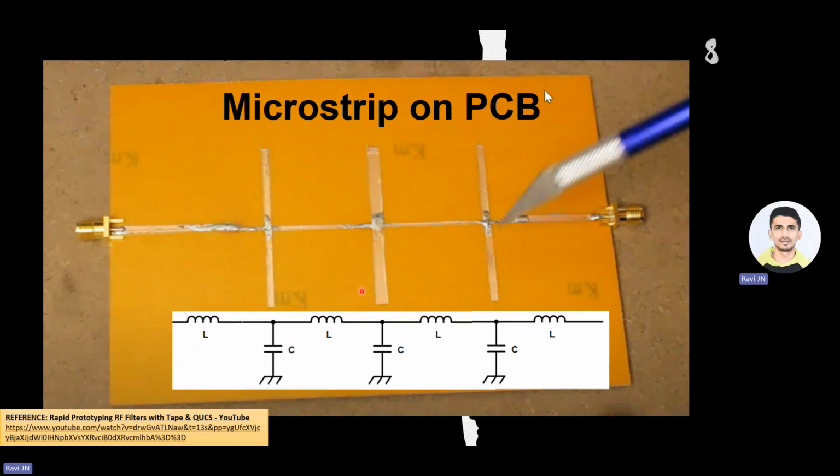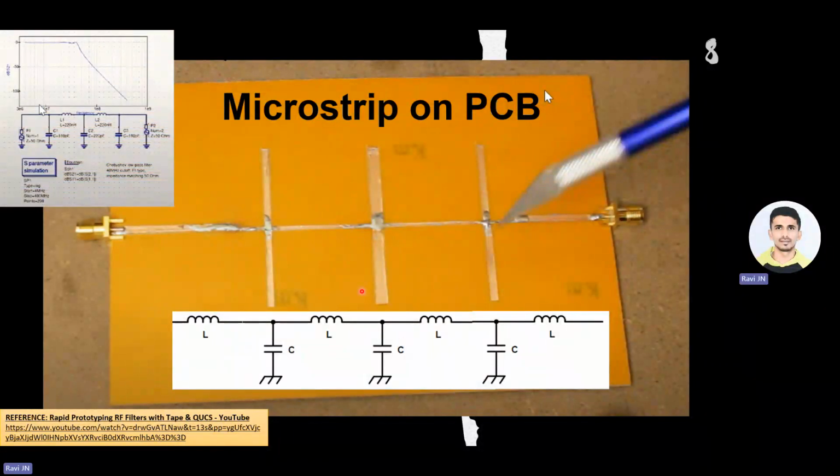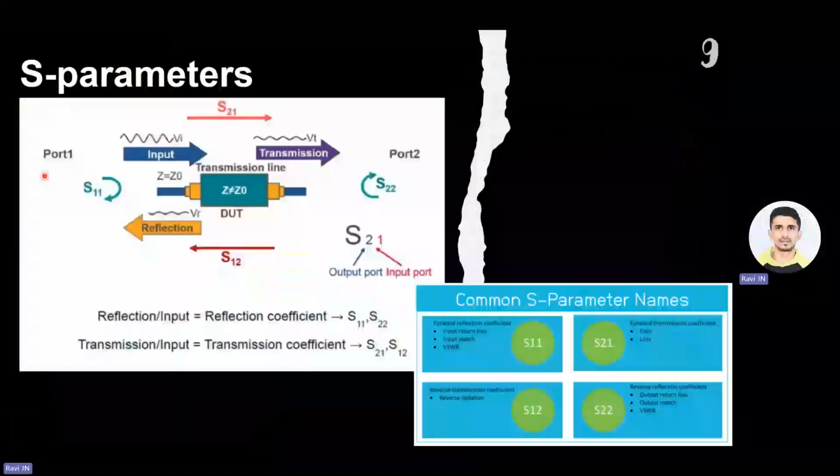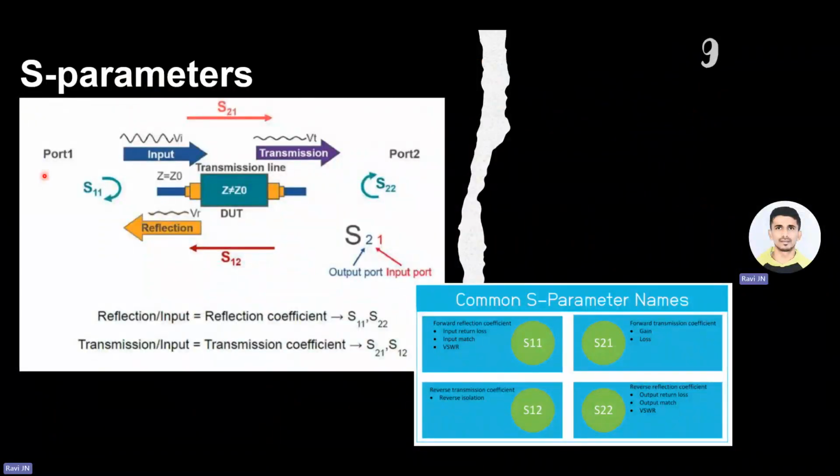This simple application can be simulated, and he has done that, and the response looks something like this. It's a simple example, and we can try this out also. We also see something called the S parameter. I will cover that in the next slides. The S parameter is one of the important parameters that we refer to in two-port networks or multi-port networks.